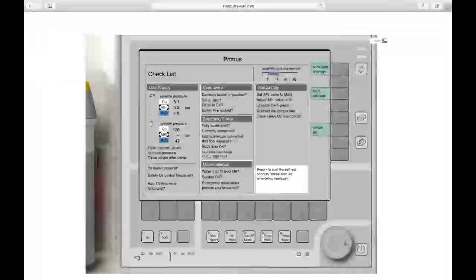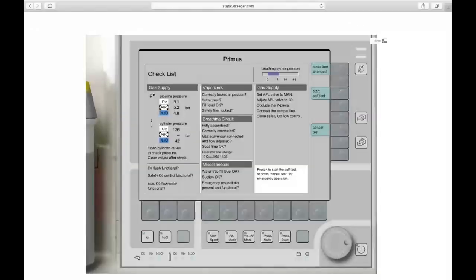Here is a classic control panel for the Primus device from Drager. As is often the case in anesthesiology, we have a checklist to follow before turning on our machine. First, ensure the supply of fresh gases to our system. Next, verify that the vaporizers are correctly positioned and check the respiratory system to confirm it is fully assembled, leak-proof, and all components are properly connected.